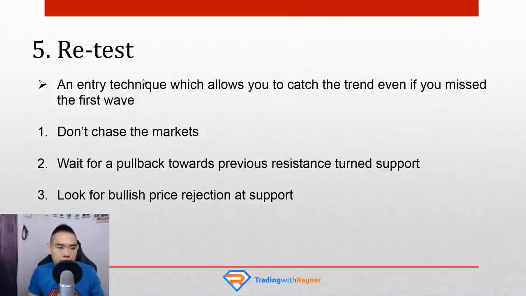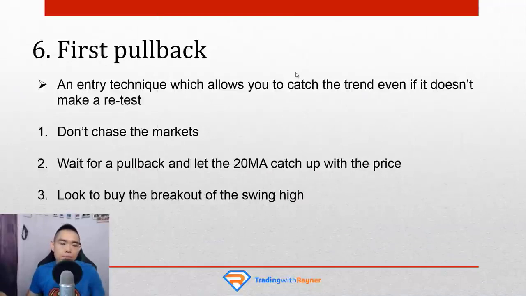This is the retest. Number 6, the first pullback. Alright, so this is an entry technique which allows you to catch the trend even if it doesn't make a retest. Because I know many of you who know basic technical analysis face a problem: "Hey, Rainer, don't try to smug me, man. Quite often the price doesn't make a retest." Yeah, I know. I admit, the price may not make a retest all the time.